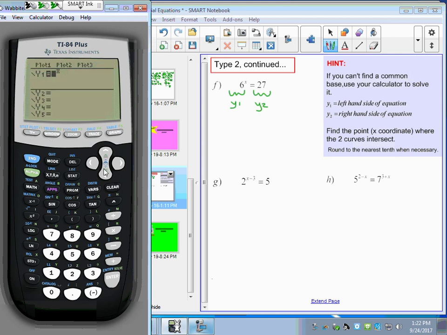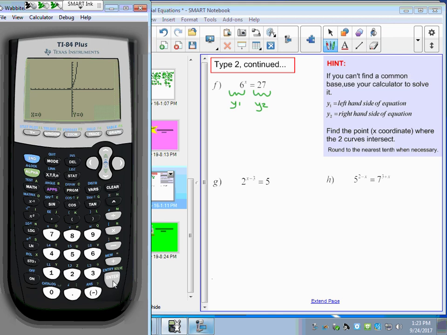Okay, we go to our y editor, clear what you have. You're going to put 6 to the power of x in for y1. Move down to y2, put in 27. Now we press graph. All right, there's 6 to the power of x. And y2 equals 27, you're not going to be able to see, which means let's try zooming out.